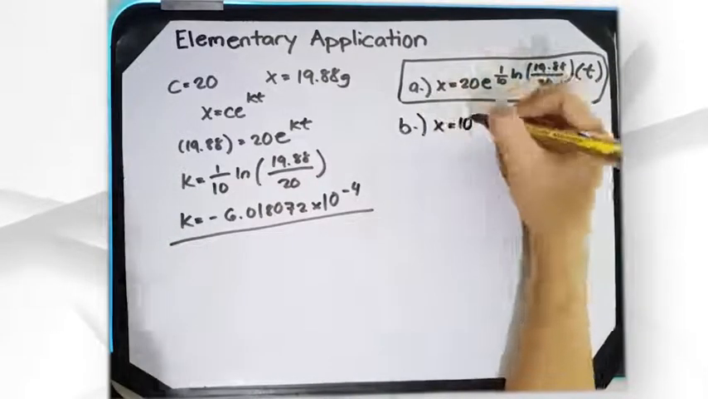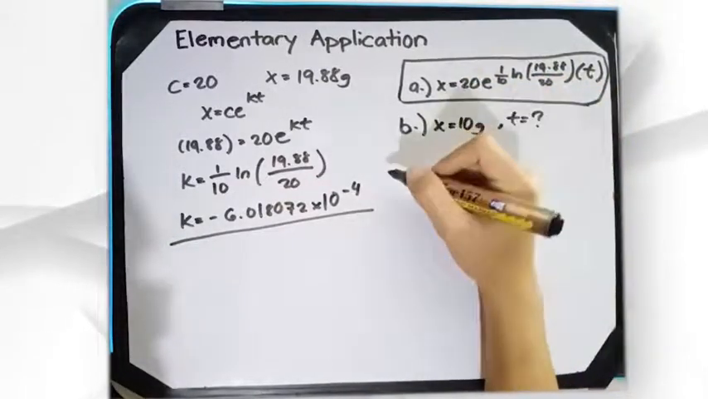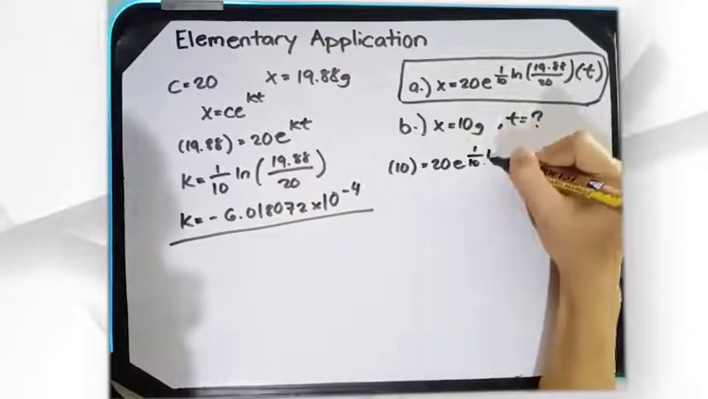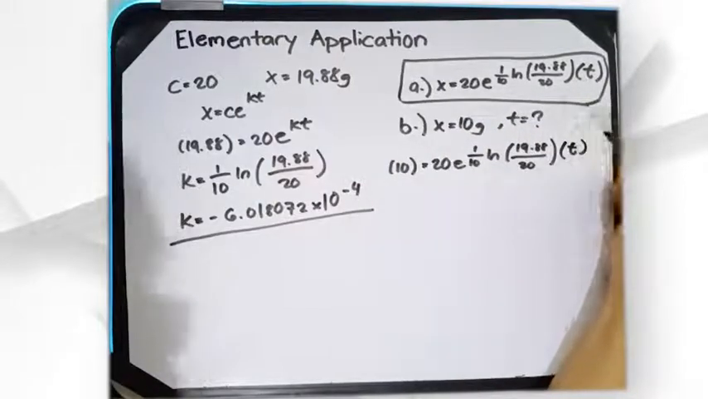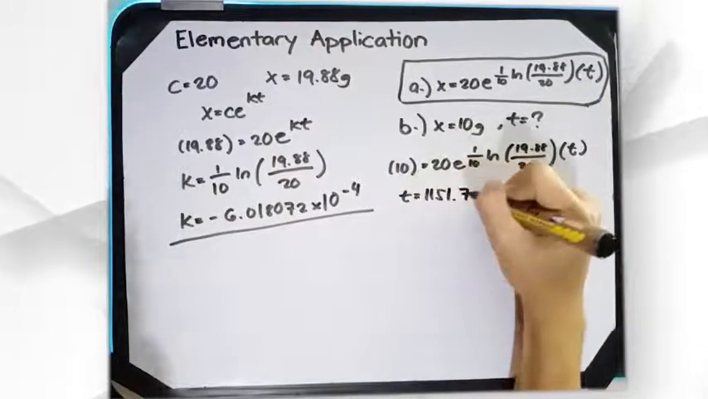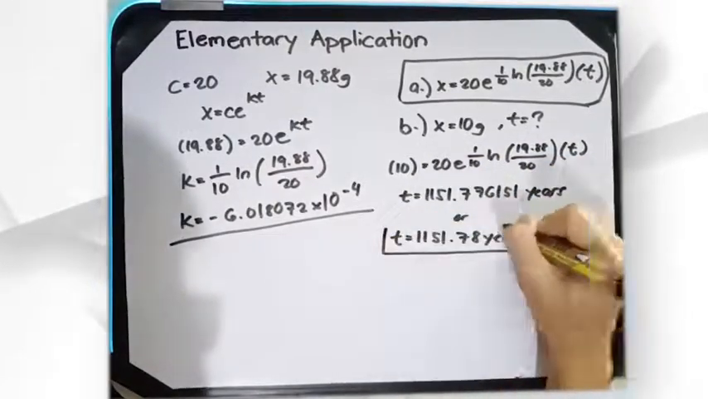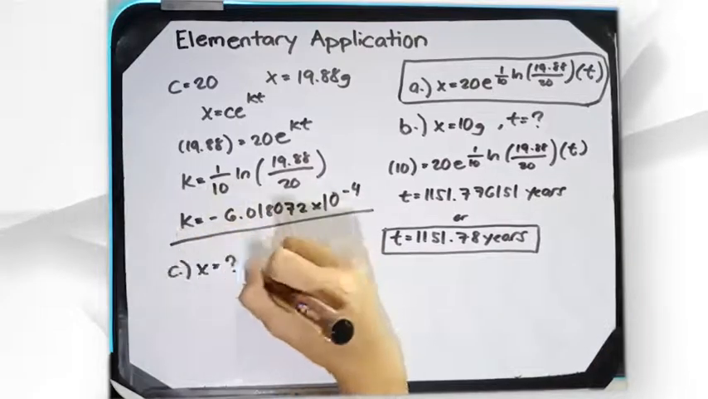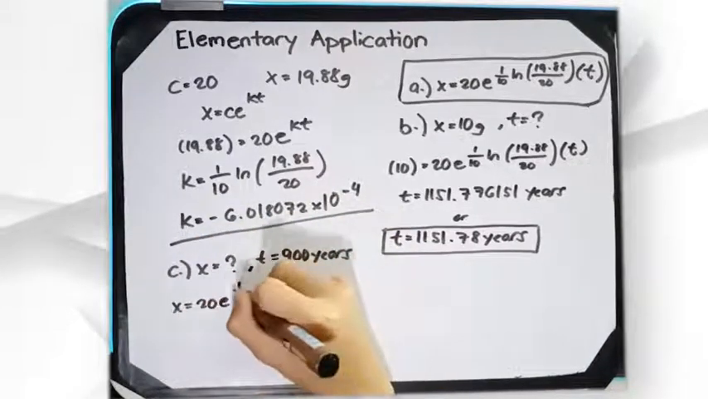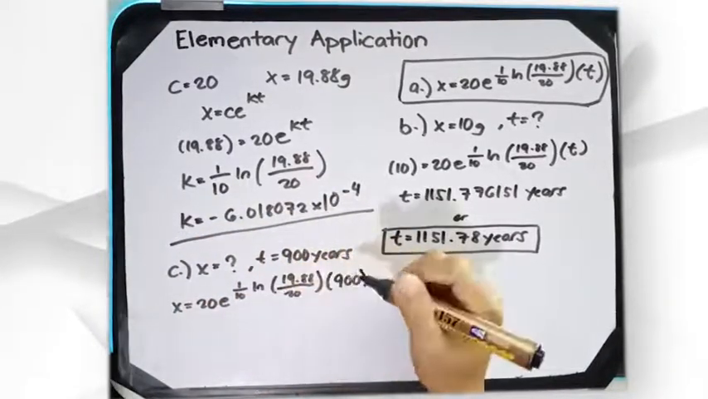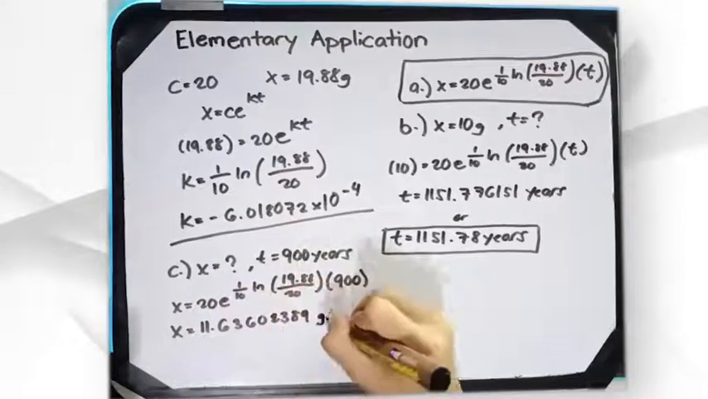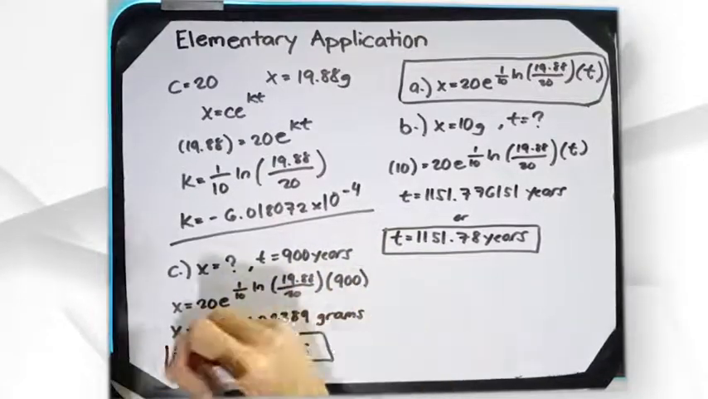In solving letter B, since the half-life of 20 grams is 10 grams, we can now find the value of t by substituting the values in our model. We arrive at an answer of 1151.78 years. In letter C, using t is equal to 900 years, we can find x using the same model. Using a calculator, the answer would be 11.64 grams.